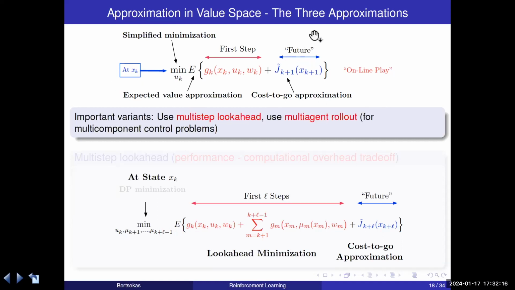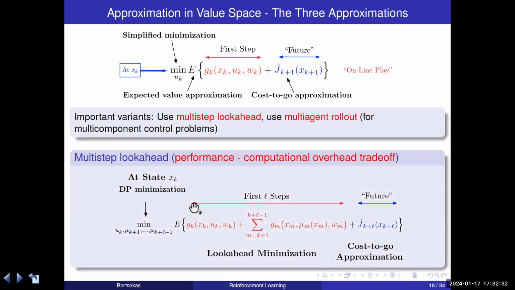Now, a major variation is multi-step look ahead. This uses single step look ahead, one step ahead and then approximation of the future. Multi-step look ahead involves looking forward for multiple steps and then approximating the future with this J tilde. In other words, instead of considering this problem here, we'll consider this problem that involves the sum of the cost of the first L steps and then the cost of the future as measured by J tilde.